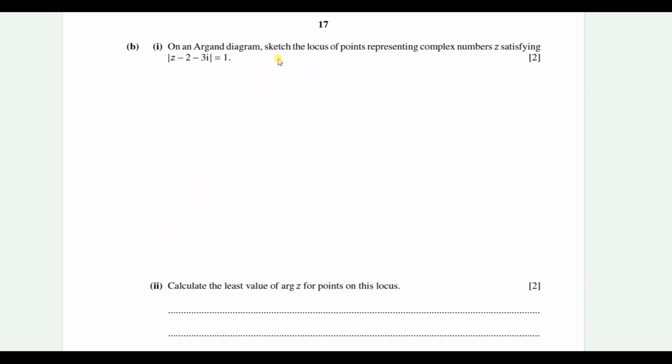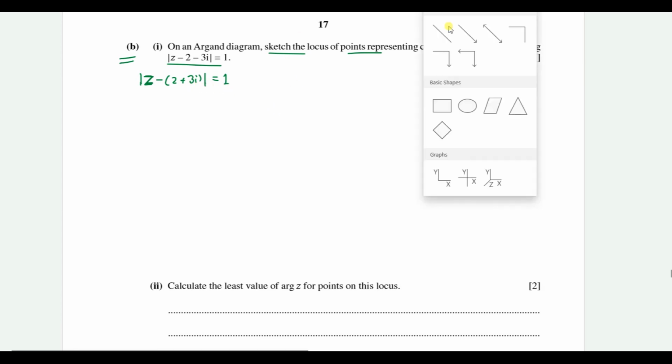And here is the B part. On an Argand diagram, sketch the locus of points representing the complex numbers satisfying this. It means we can see it is modulus of z minus 2 plus 3 iota is equal to 1. It means it is of the type with center 2, 3 and radius 1. This is a complex number, like we can say that it represents a circle with center 2, 3 and radius 1. So we need to sketch it.